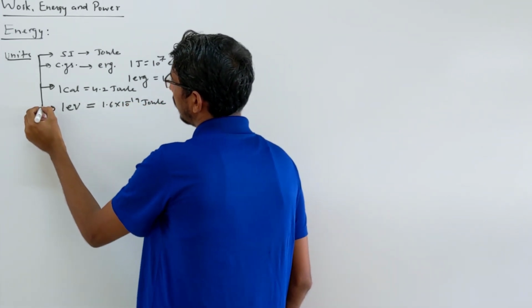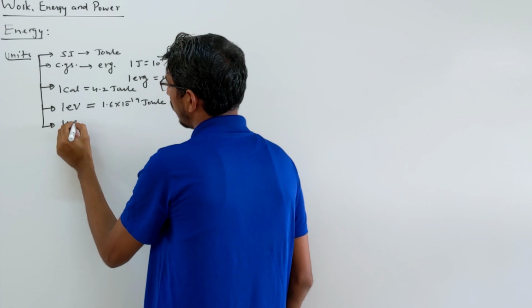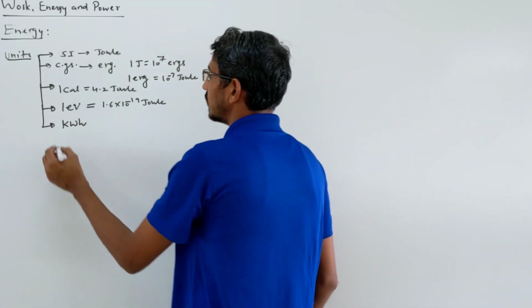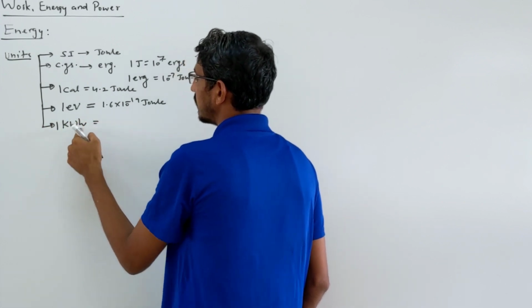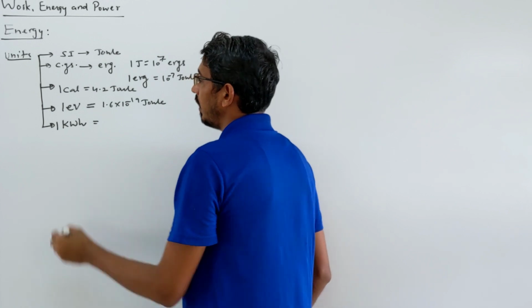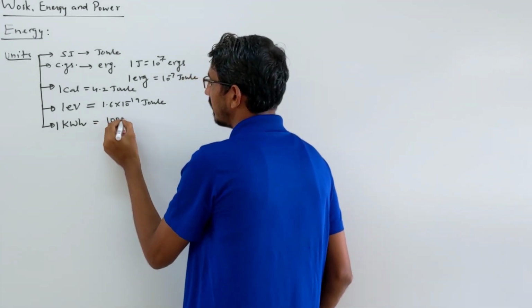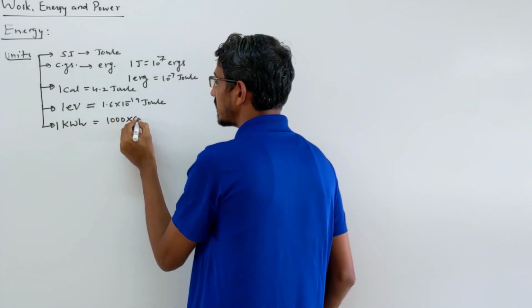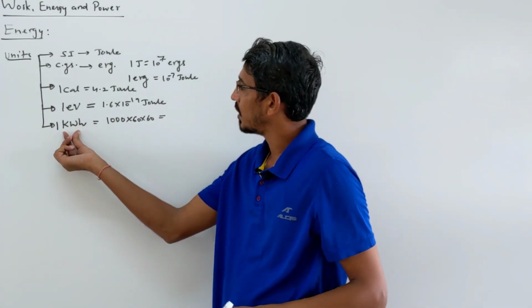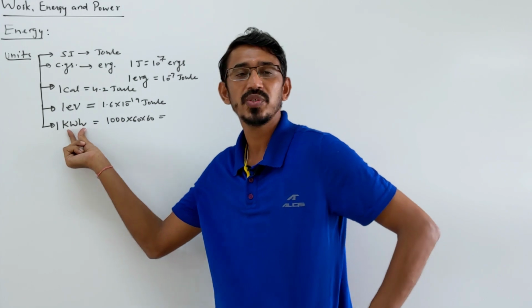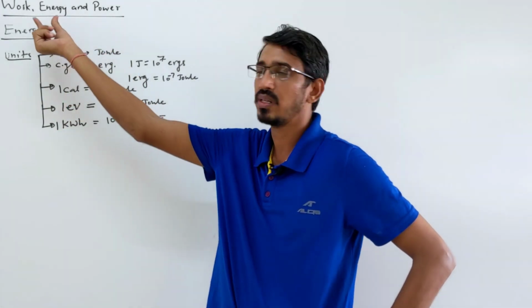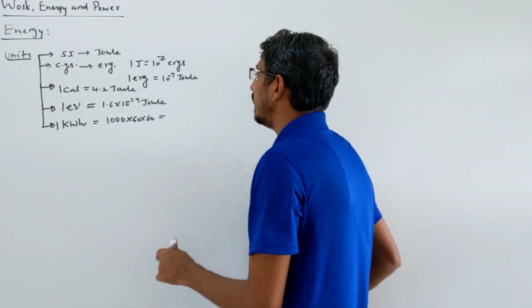Then somewhere you will also see kWh, the kilowatt hour. What is the meaning of 1 kWh? Kilo means 1000, and hour means 60 into 60 seconds. So that much joule the answer will come to. Some people get confused here: the kilowatt hour is not a unit of power. It is a unit of work or energy.